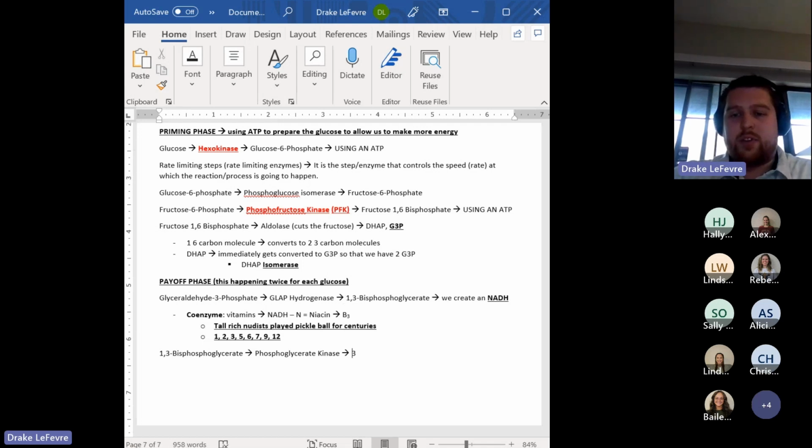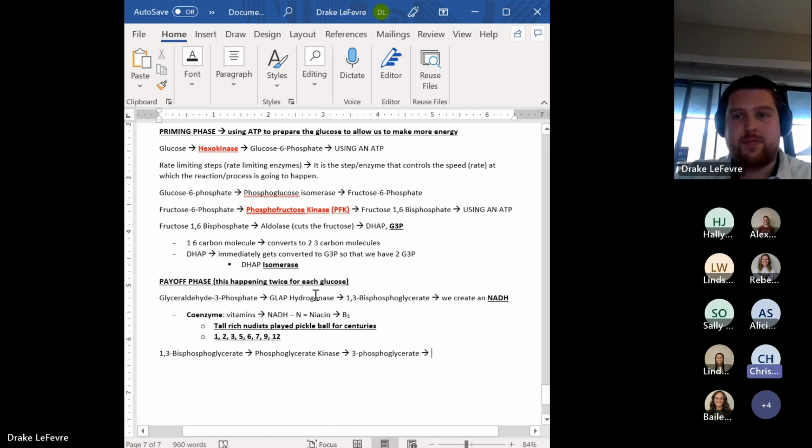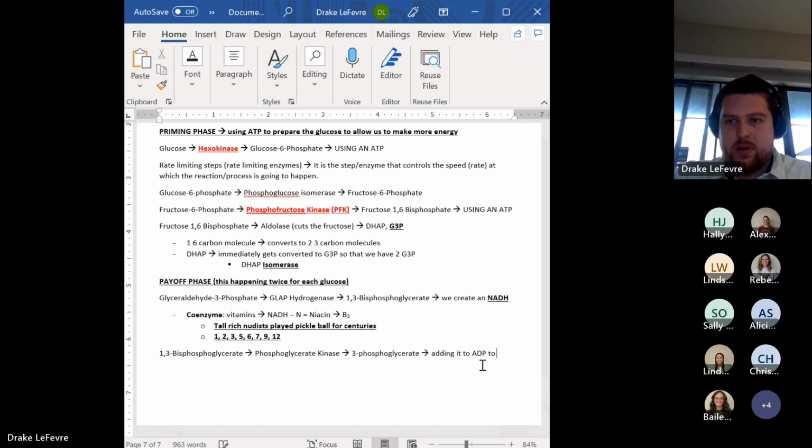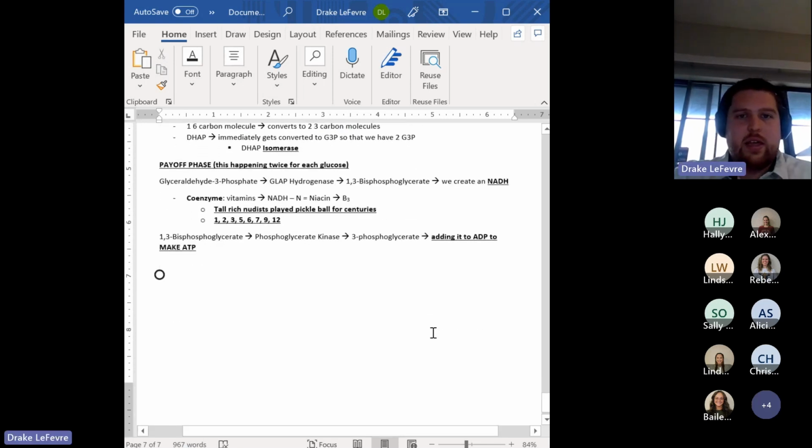So we end up with a 3-phosphoglycerate. And we know it's a kinase, so we're dealing with a phosphate. And where does a phosphate within this cycle, where do we get the phosphate from, and where do we end up putting it back? It's making an ATP, so you're adding it to ADP. Sweet. There's our first ATP made. So then we end up with a 3-phosphoglycerate.